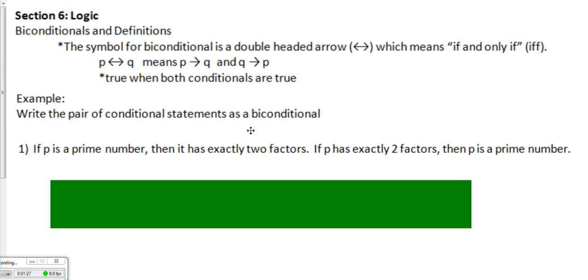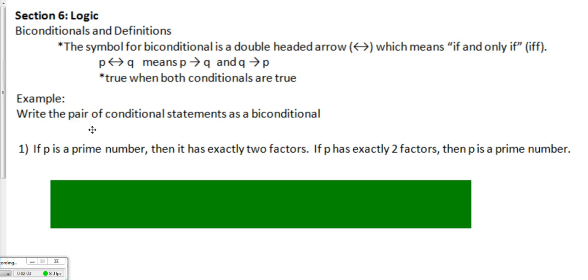So we're going to write the pair of conditional statements as a biconditional. This is just kind of an example. You can kind of see how this works. If P is a prime number, then it has exactly two factors. So think of a prime number like 5. 5 has only two factors, 5 and 1. So that's a true statement to say if P is a prime number, then it only has two factors. Also, let's think of if P has exactly two factors, then it is a prime number. Well, again, that's just kind of the definition. Of course, if it has exactly two factors, then it's going to be a prime number.